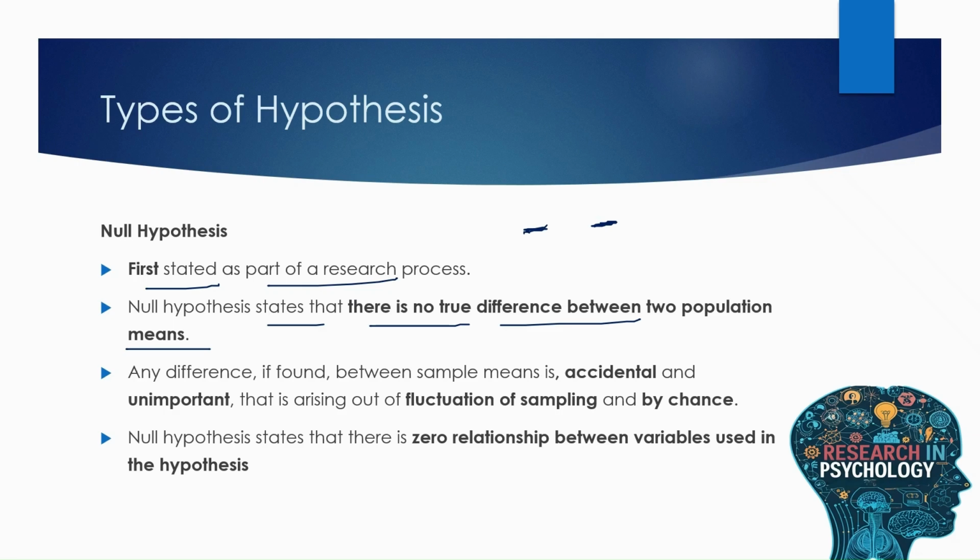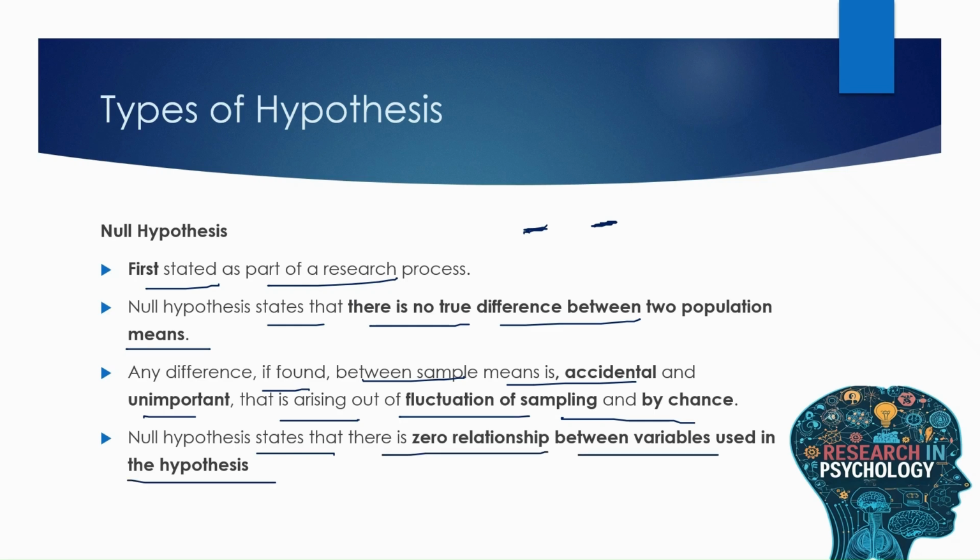Right. So any difference if found between sample means is accidental and unimportant. So null hypothesis says that even if you find any difference between two sample means, that difference is accidental or very unimportant, and it may be arising out of fluctuation of sampling or just by chance. All right.